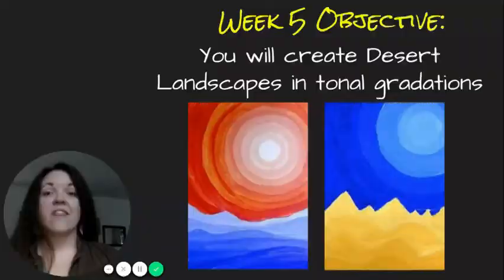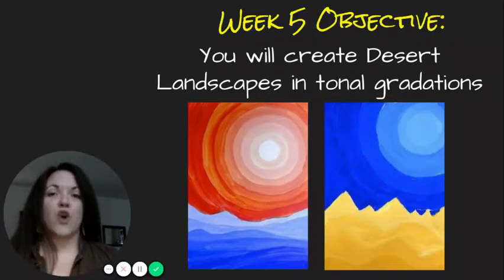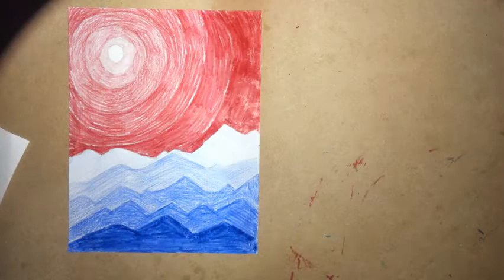About value. This week, we are going to create desert landscapes using tonal gradations. So let's watch a video to see how you're going to do this. Here is an example of the final desert landscape. As you can see, we are using two different colors to create two different tonal gradations. So the first thing you want to do is get your materials ready.